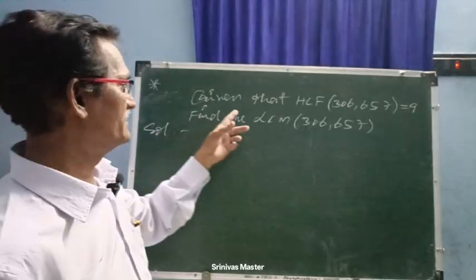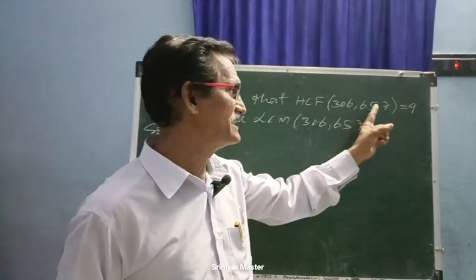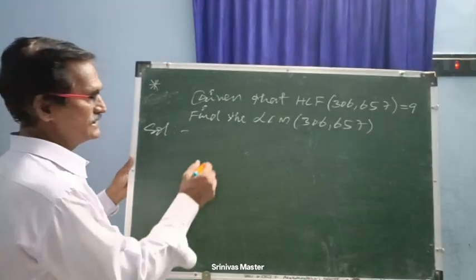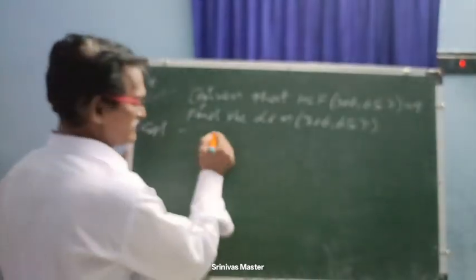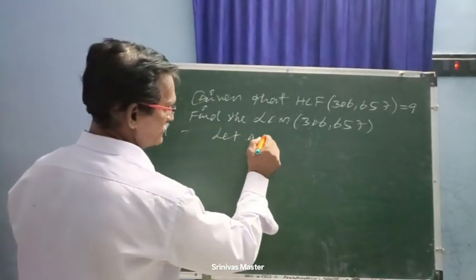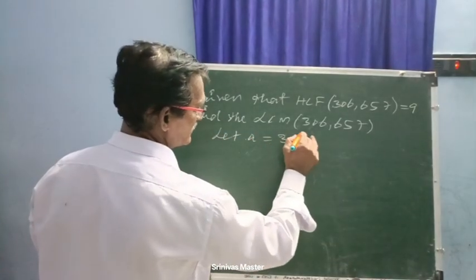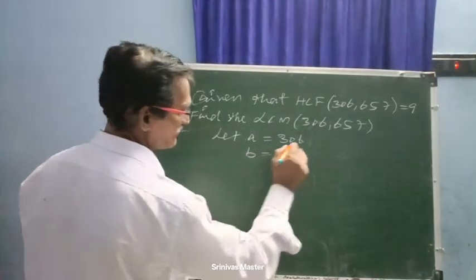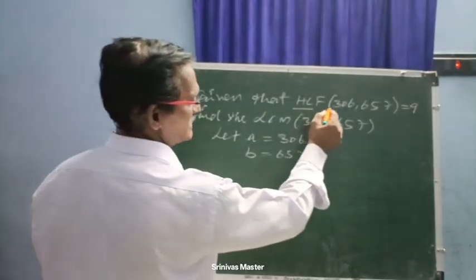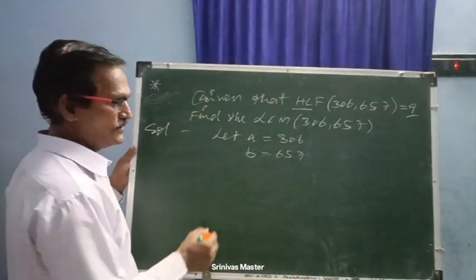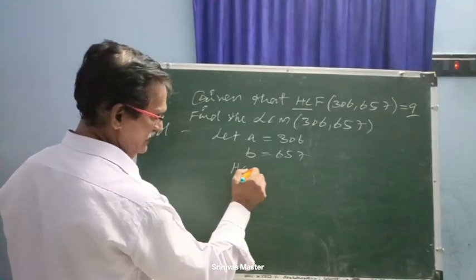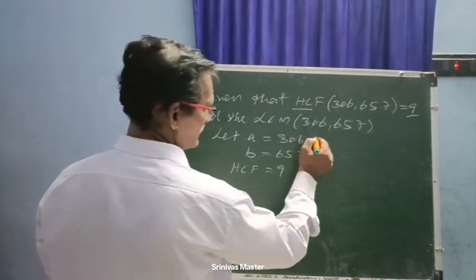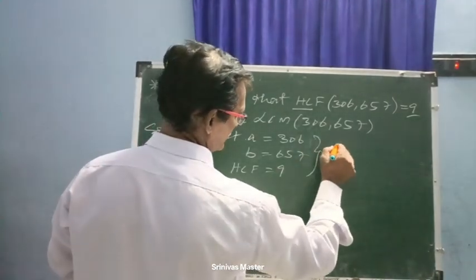What is given? Given that the HCF of 306 and 657 is 9. So what are the given two numbers? 306 and 657. Now just take that: let A be one of the numbers, 306, and B is equal to 657. And the HCF of these two numbers is given as 9. So HCF is equal to 9. These three details are given, children.